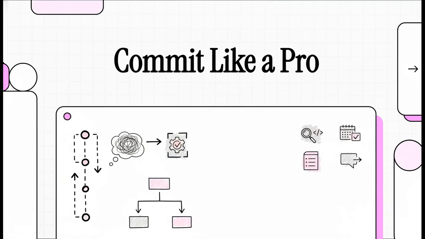Have you ever scrolled through a project's history and just felt completely lost? If that sounds familiar, this explainer is for you. We're going to break down how one simple change to your commit messages can totally transform your team's workflow from, well, chaotic to crystal clear.